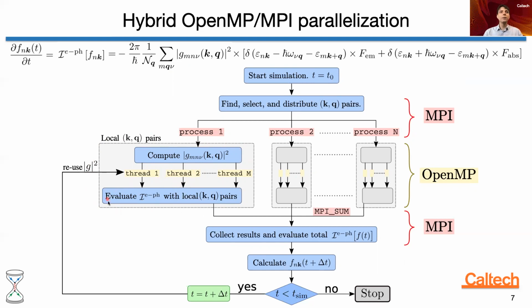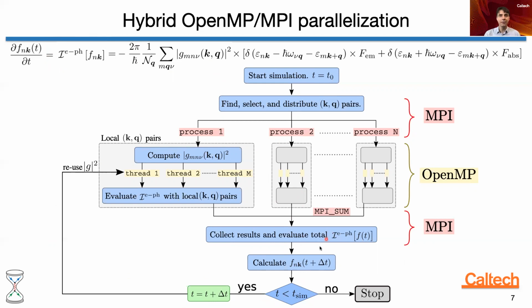Okay, so once we perform the partial sum, we can collect the results from all different MPI processes and evaluate the total electron-phonon scattering integral. This is great because if we know our electron-phonon scattering integral at time t, then we can solve the equation and find our occupation function at time t plus delta t. And then we simply continue our simulation.